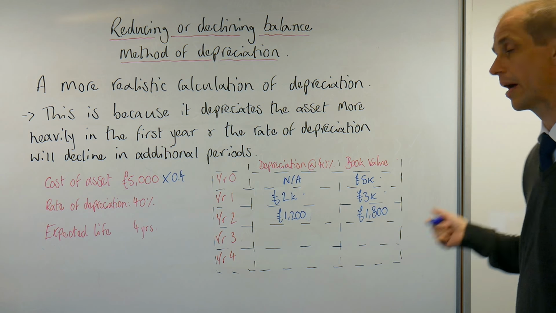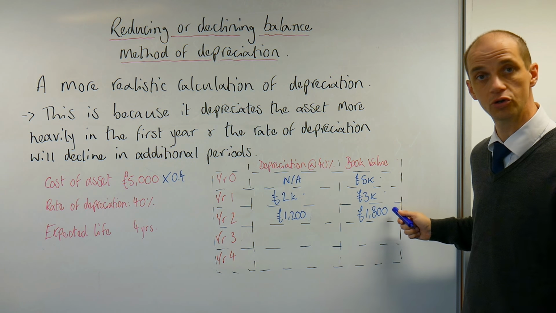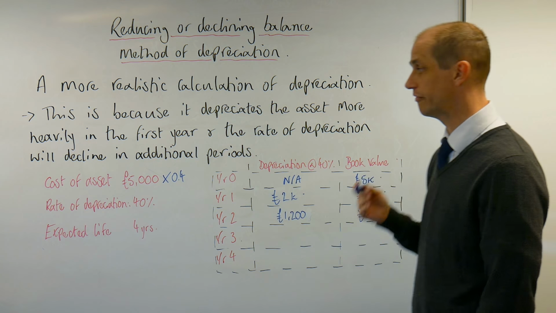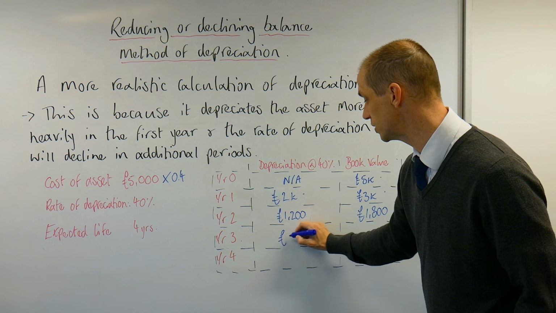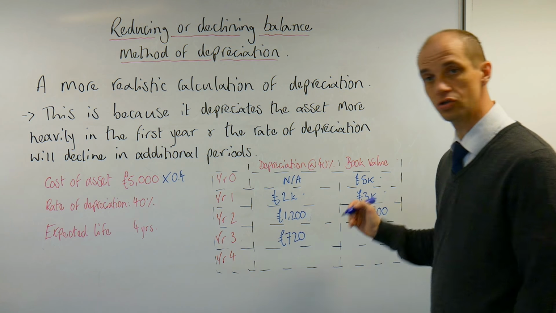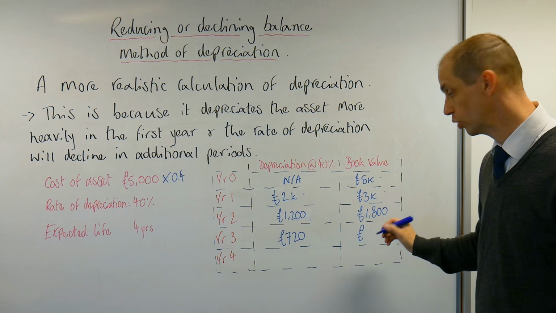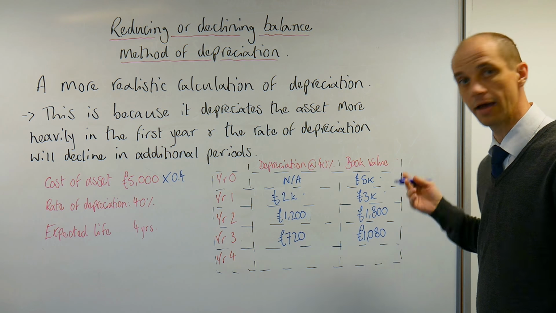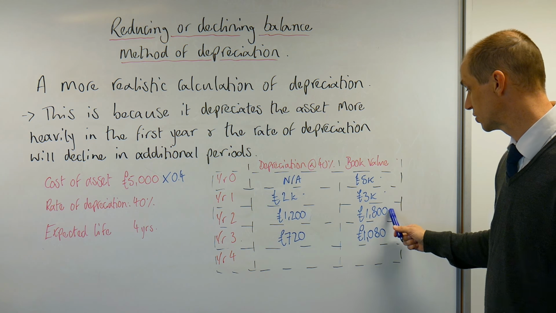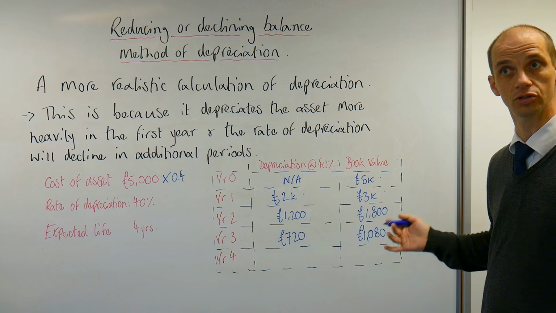of year 2 there. Okay, for year 3, multiplying £1,800 by that 0.4 rate of depreciation would give us a depreciation of £720, and the actual book value that would be recorded by the business would be noted down at £1,080. So simply taking that 720 from £1,800.